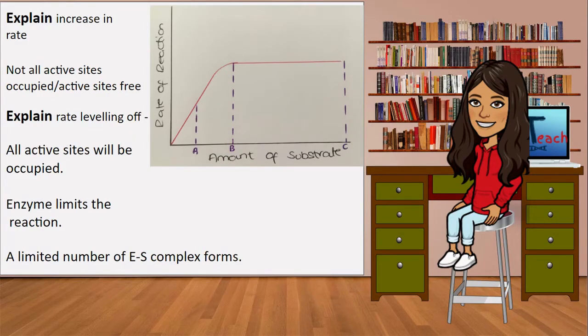In terms of explaining why that happens, well, we know at point A we have lots of free active sites on the enzymes and only very little substrate, so there are plenty of opportunities for an enzyme to collide with a substrate and the rate of reaction to increase. As we pass the point of saturation, we see that the plateau happens because the enzyme is limiting the reaction. There are so many substrates available, but not enough enzyme molecules, so only a few enzyme-substrate complexes will form, hence the rate of reaction levels off.